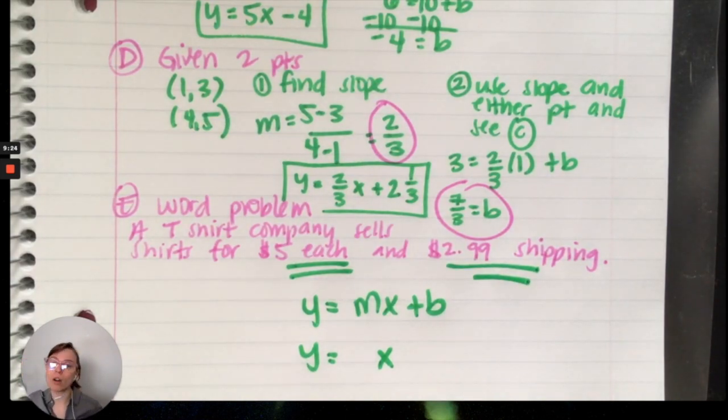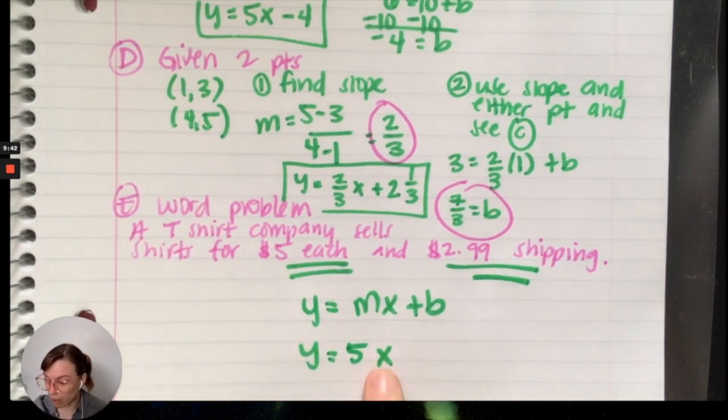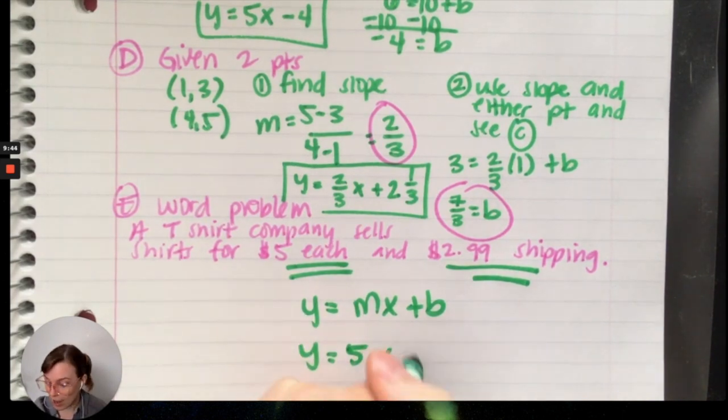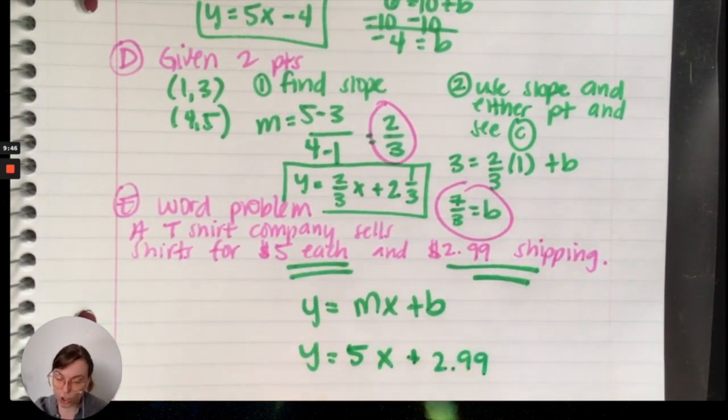So if I only bought one shirt, I'd be paying $5 plus the $2.99 shipping. If I bought 2 shirts, I'd be paying 5 times 2, so that's $10 plus $2.99 shipping. If I buy 3 shirts, I'm paying 5 times 3 plus $2.99. So I'm seeing the pattern. I'm always going to be multiplying 5 by the number of shirts and then tacking on the $2.99 shipping.